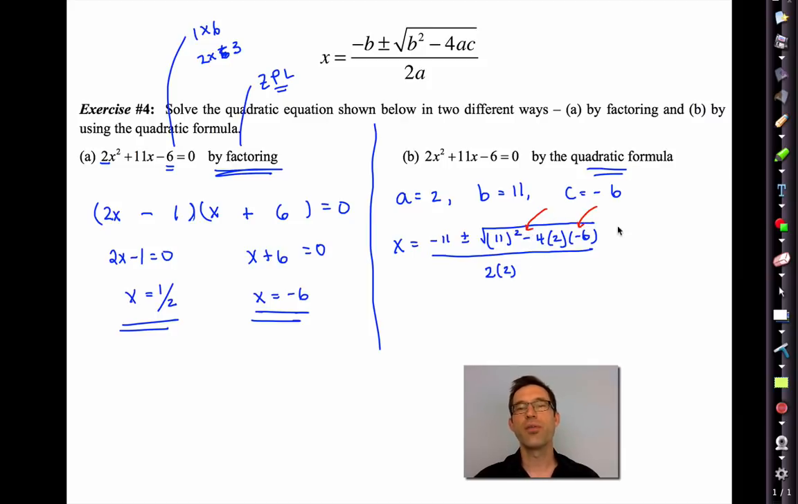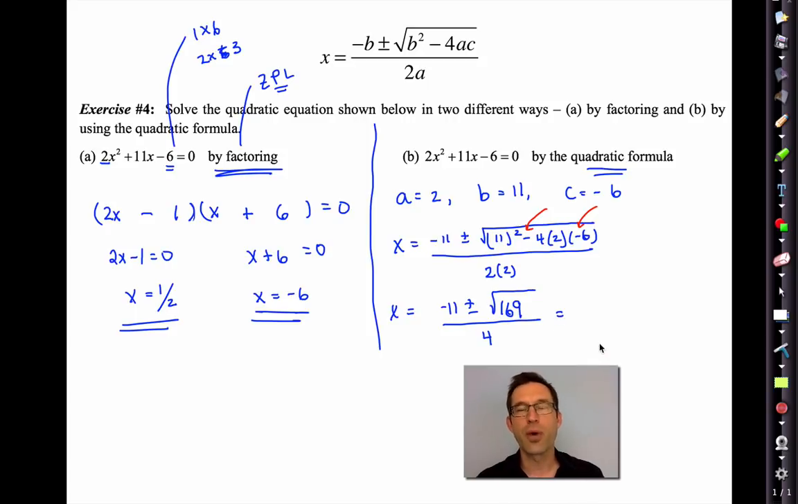Now again, if you put all of this in your calculator, it's no big deal. You might not even notice the double negative. But you've got to put this all in your calculator correctly. And you could do it all at once, there's no question about that. And if you do, all that stuff under the radical becomes 169.